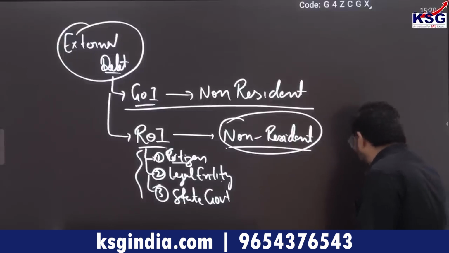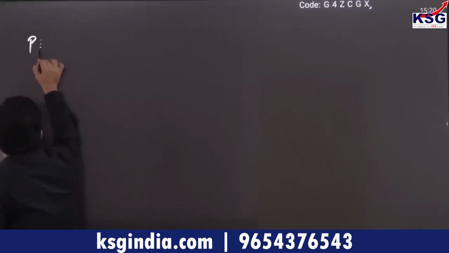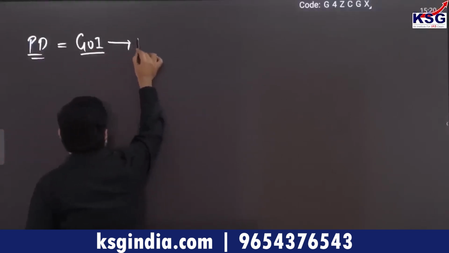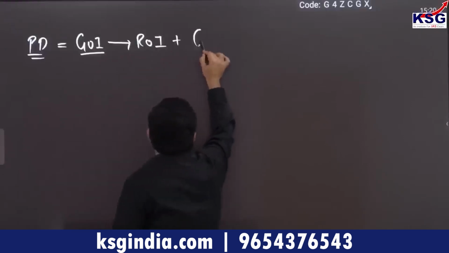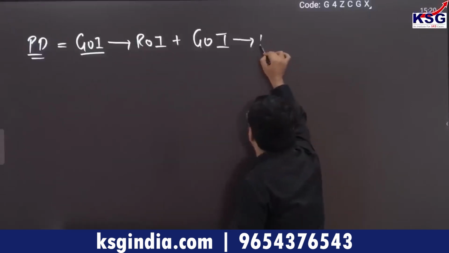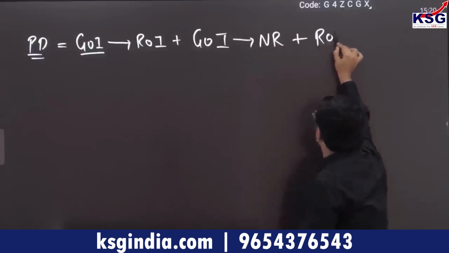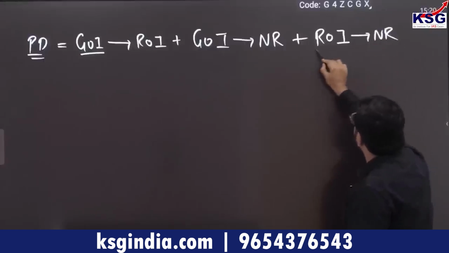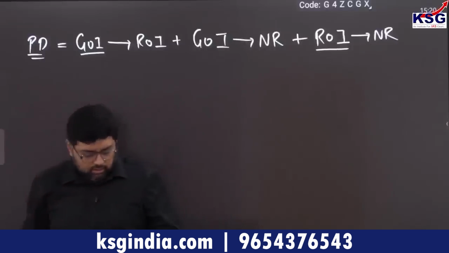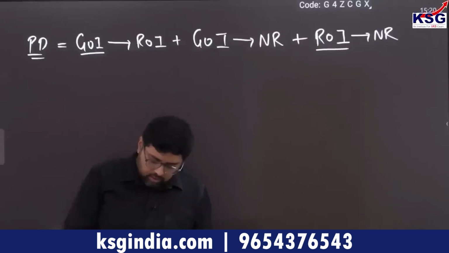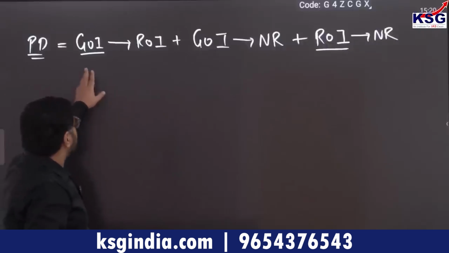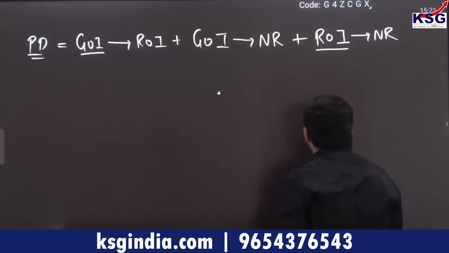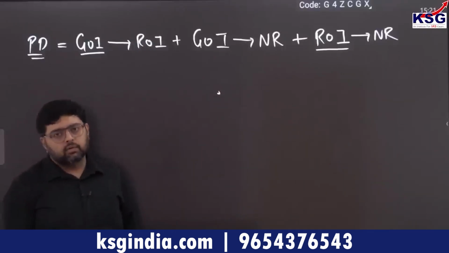Now if you have understood this, can I write public debt like this? Public debt is whatever past borrowing the Government of India has taken from residents of India, plus whatever past borrowing the Government of India has taken from non-residents, plus residents of India who have taken borrowing from non-residents. Now you know what non-resident borrowing includes. I hope it is clear to you. So public debt is: Government of India borrowing from residents of India, Government of India borrowing from non-residents, and residents of India borrowing from non-residents.